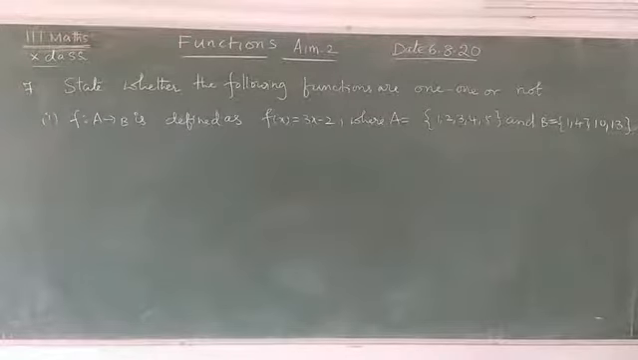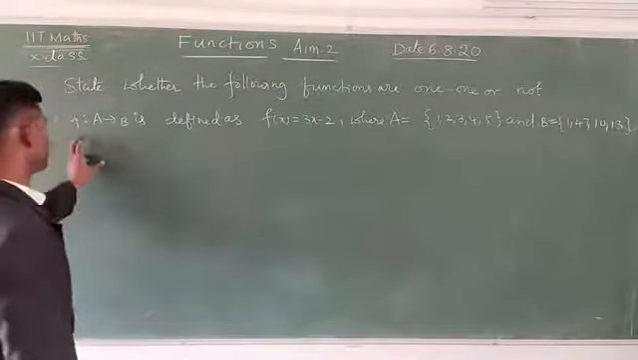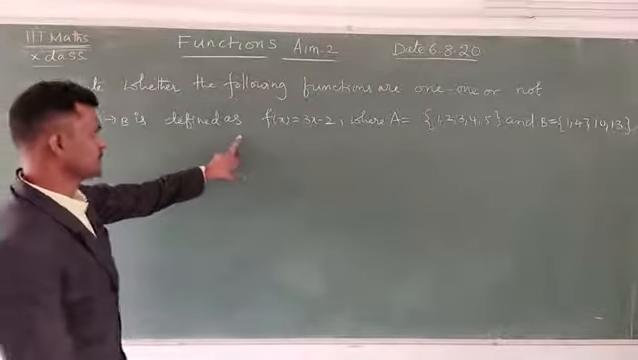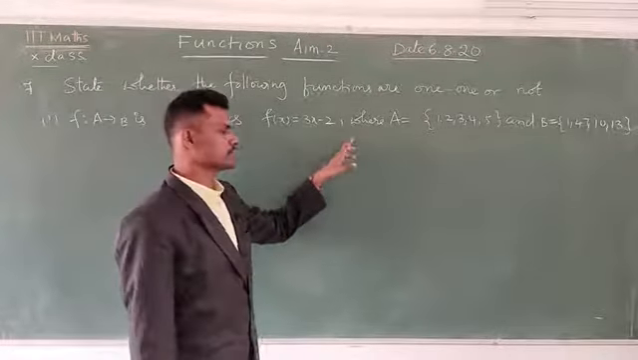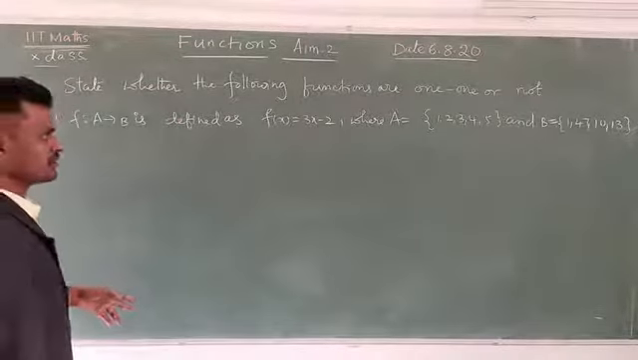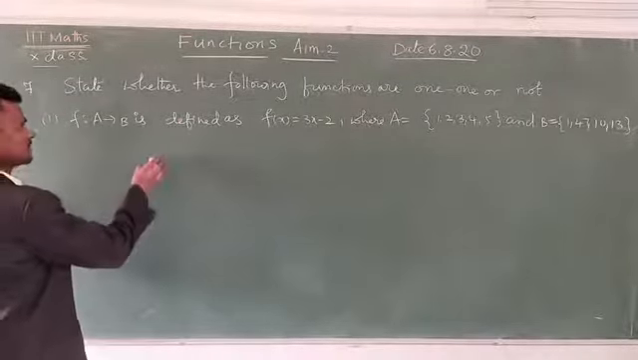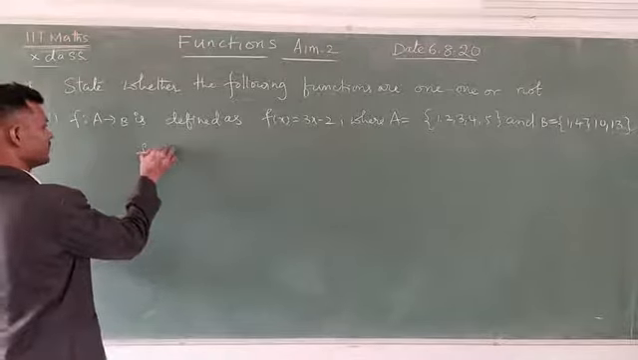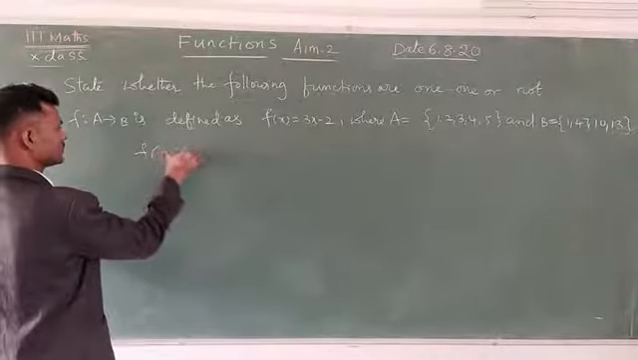Okay, next 7th one. State whether the following functions are one-one or not. We have to check here. f is a mapping from A to B defined as f of x is equal to 3x minus 2, where A is equal to the set {1, 2, 3, 4, 5} and B is equal to the set {1, 4, 7, 10, 13}. See here f of, first you can take 1 in the domain.